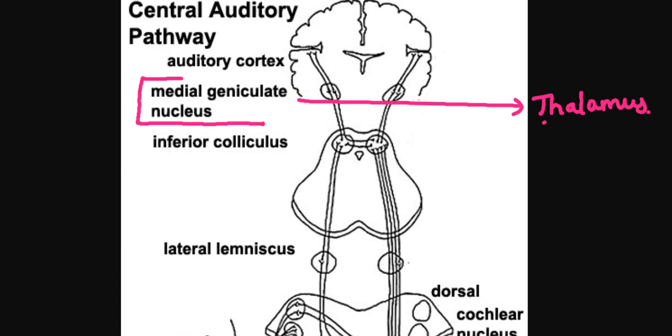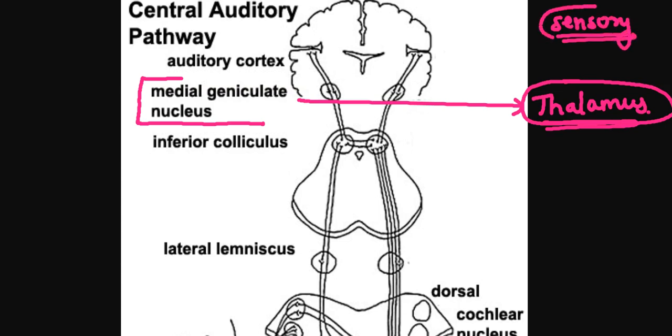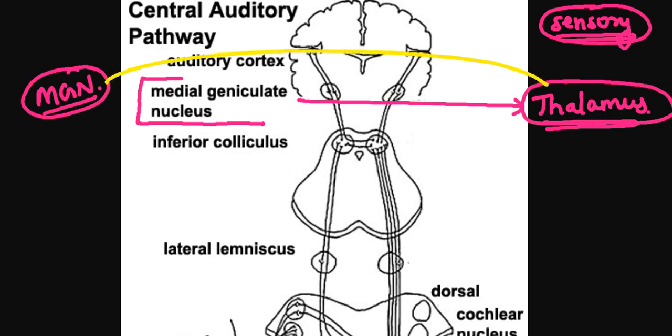Why is the thalamus important, and why is it part of the sensory system? Because of only and only this particular reason, not region. Why the thalamus is called the relay center for the sensory system, you will find out shortly. Now you know the MGN, medial geniculate nucleus or nuclei, is located in the thalamus.